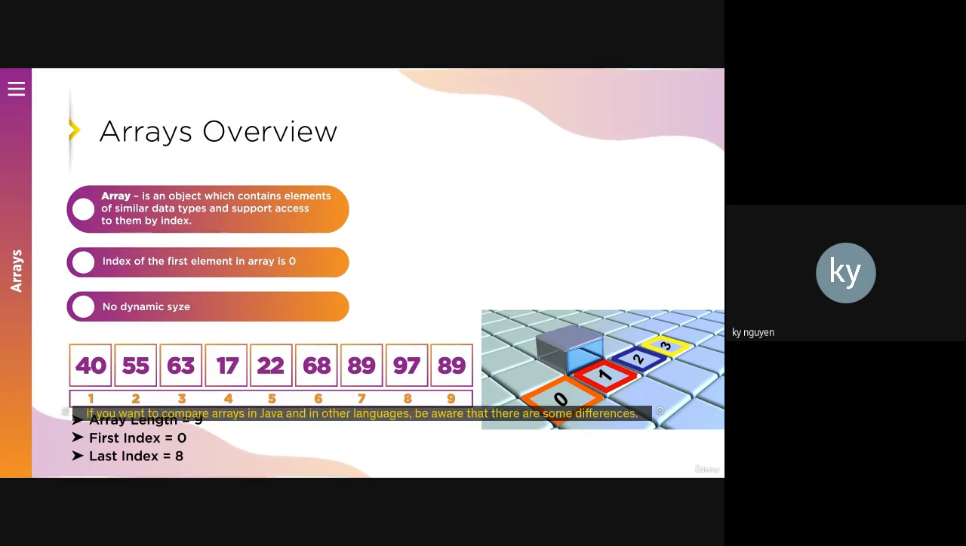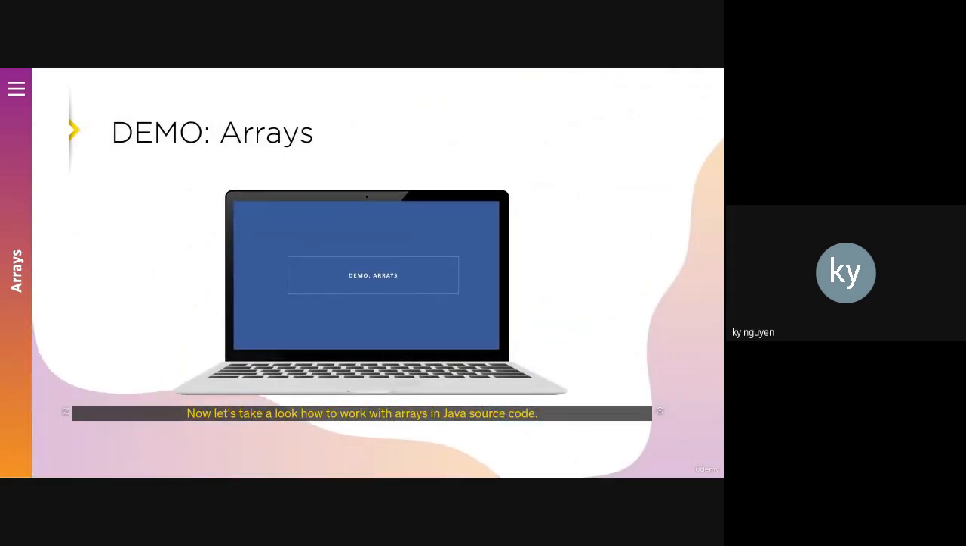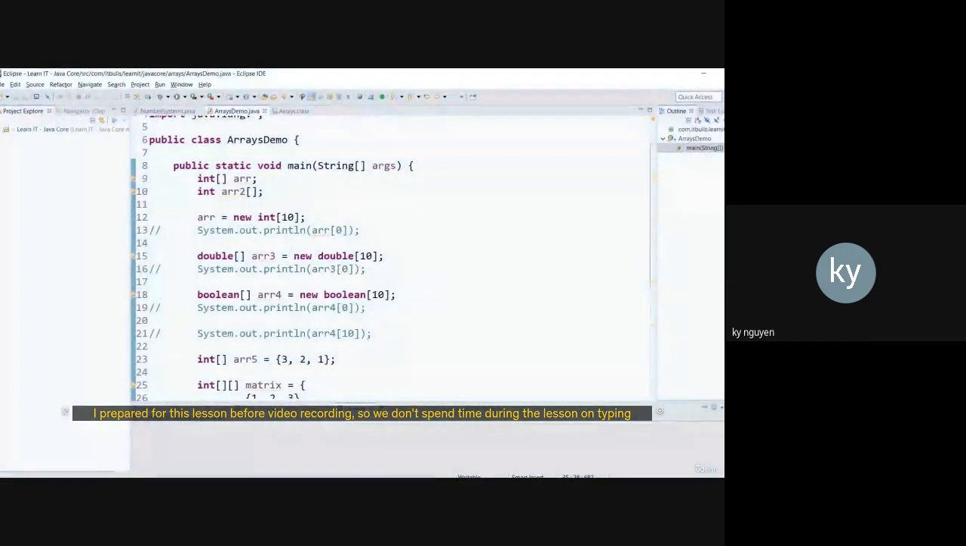If you want to compare arrays in Java and in other languages, be aware that there are some differences. For example, an important one is that in Java the array size is fixed. Once an array is created, you can't change its size. Now let's take a look at how to work with arrays in Java source code. I prepared for this lesson before video recording, so we don't spend time during the lesson on typing code. I created this class beforehand and you can focus directly on the examples.